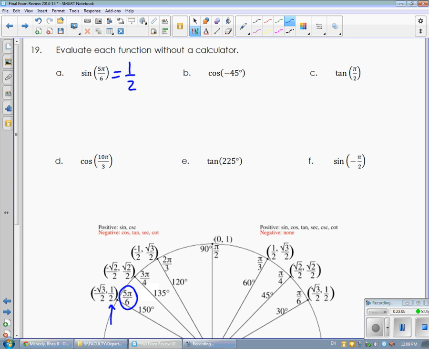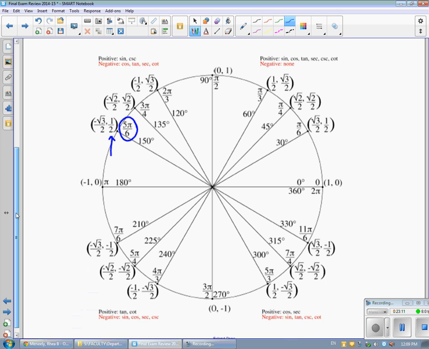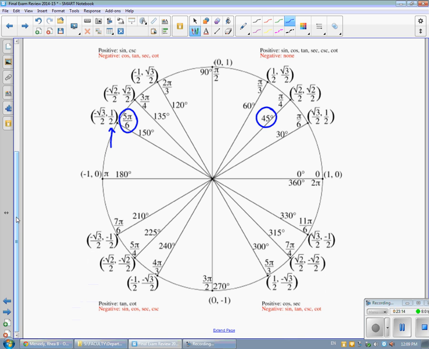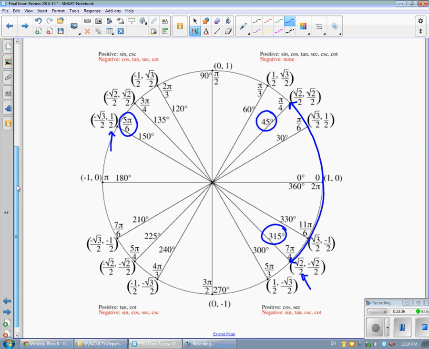The cosine of negative 45 degrees. Negative 45 degrees is not on your unit circle. 45 degrees, though, is. So here's a positive 45 degrees. Remember, a negative angle is basically the same distance, it's just going in the opposite direction. So if this is a positive 45 degrees, this would be a negative 45 degrees. So a negative 45 degrees corresponds to either 315 degrees or 7 pi over 4. And if we're asked to find the cosine, that means we're looking at the x-coordinate, which is square root of 2 over 2.